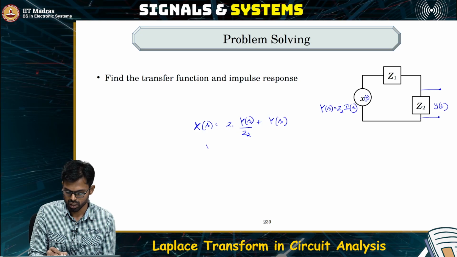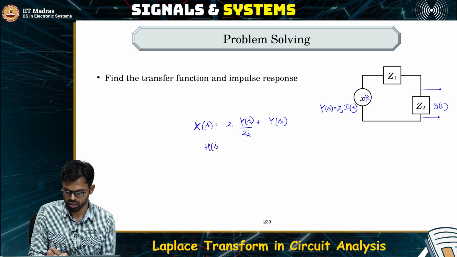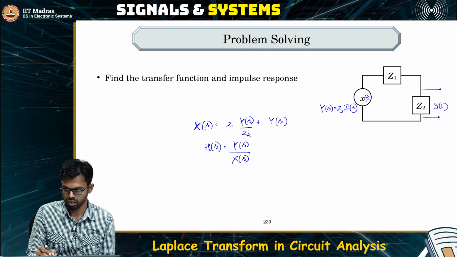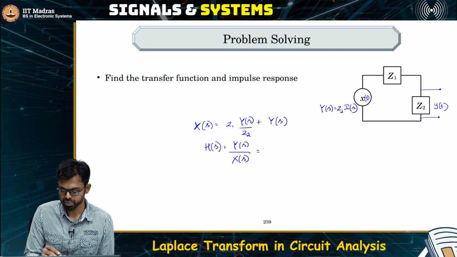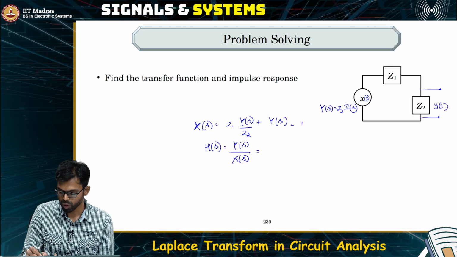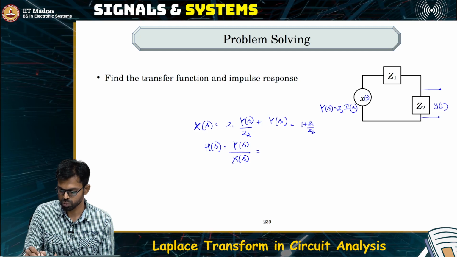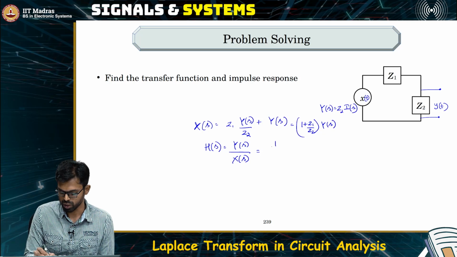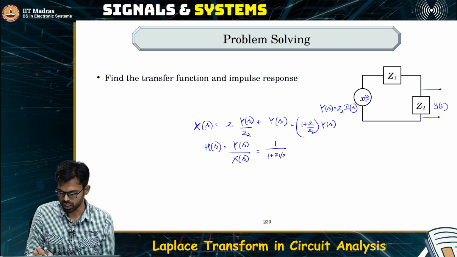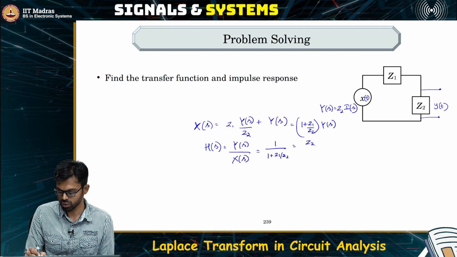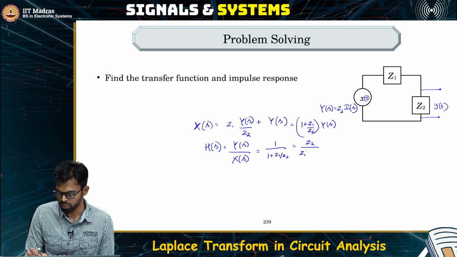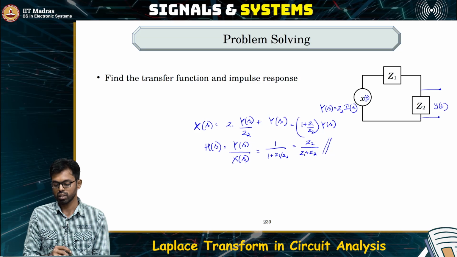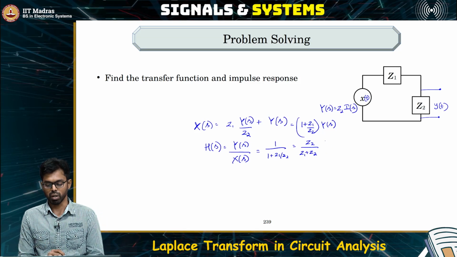So, in other words, the transfer function H of S is equal to Y of S divided by X of S, which we can simplify as 1 plus Z1 by Z2 times Y of S. So, our transfer function would now be 1 by 1 plus Z1 by Z2, which is equal to Z2 by Z1 plus Z2. So, this is our transfer function. We got the transfer function in such a simple and easy manner, right?